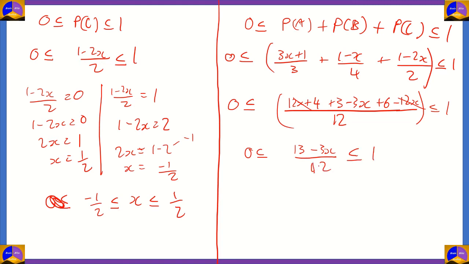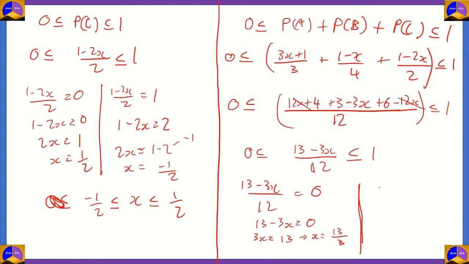So basically now it's 13 minus 3x by 12 equals 0. 13 minus 3x equals 0. So you will have 3x equals 13. That means x equals 13 by 3.